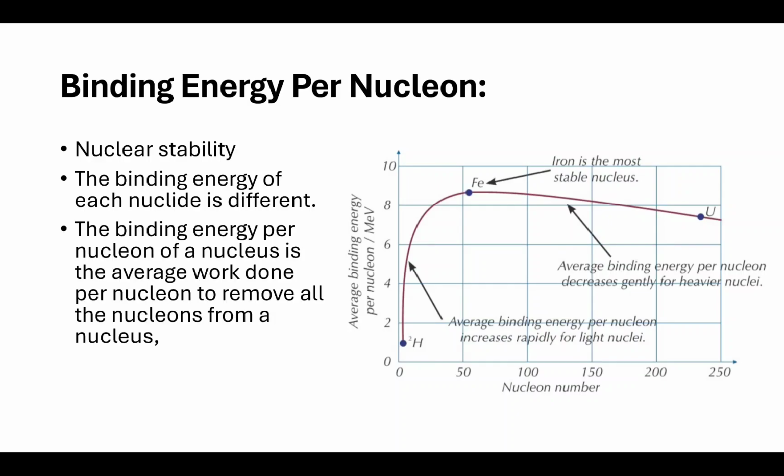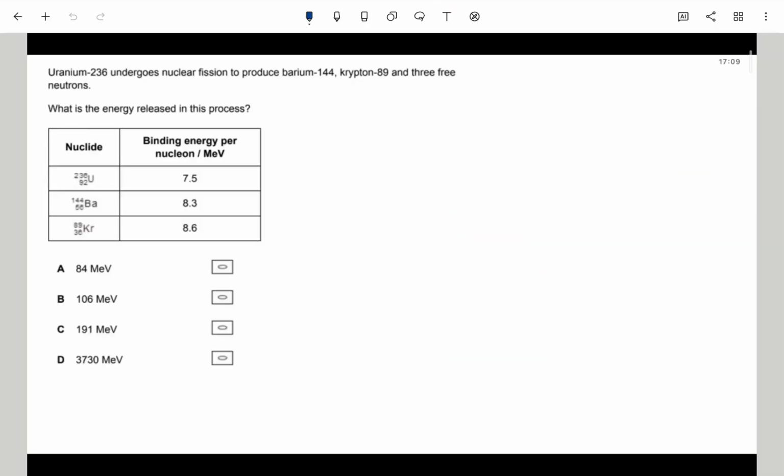The binding energy per nucleon of a nucleus is the average work done per nucleon to remove them all from the nucleus. And as we said earlier, it's a measure of the stability of the nucleus. So the more binding energy per nucleon, the more stable the nucleus is. So iron's got the highest value. Iron's the most stable. So what I'll do, I'll show you how to do these just using questions. This is like a walkthrough example.